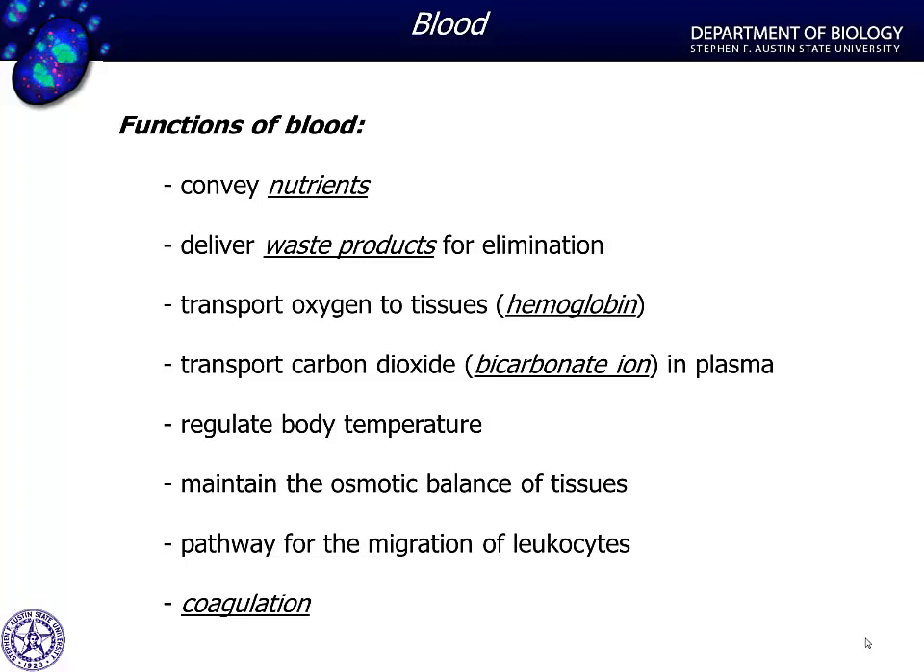This is going to be a major migratory pathway for leukocytes as they circulate throughout the body. And then, as we also learned in physiology, we've got the coagulation factors present in the blood to help with the process of hemostasis in times that we have a vascular injury.